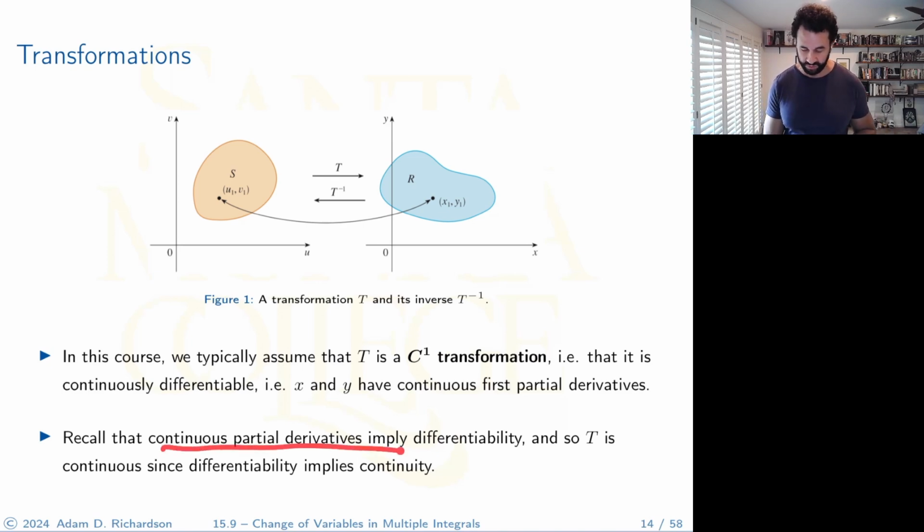But remember that continuous partial derivatives imply differentiability, and so that also means that T is continuous, since differentiability implies continuity, right? This is from, oh geez, what section was that? The chain rule section, I think? No, the one right before, 14.4. Anyway, as long as your partial derivatives are continuous, then your function is differentiable at that point where they exist and they're continuous. Yeah, that's it. So, all right.